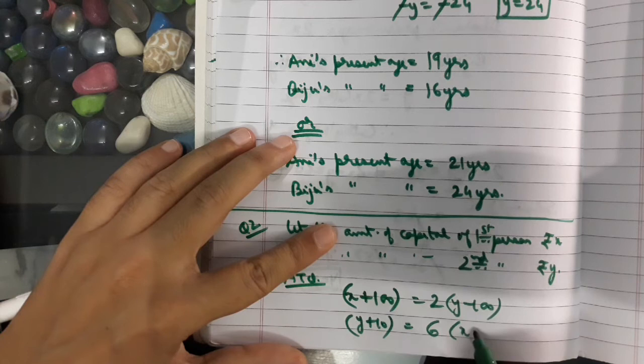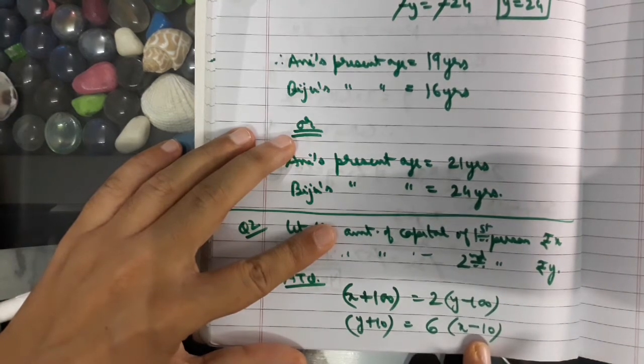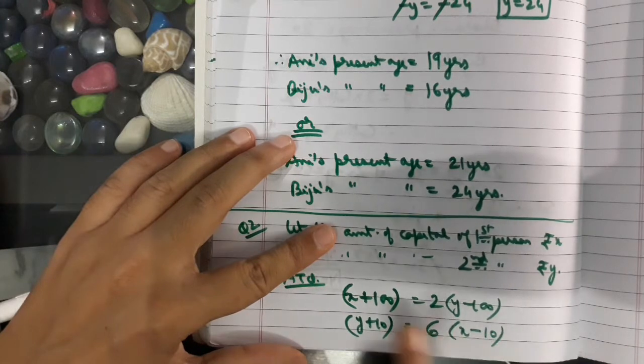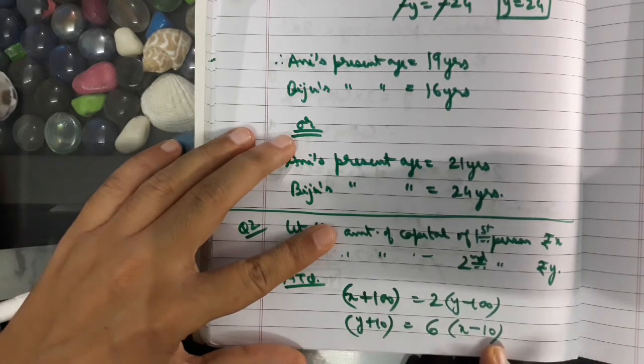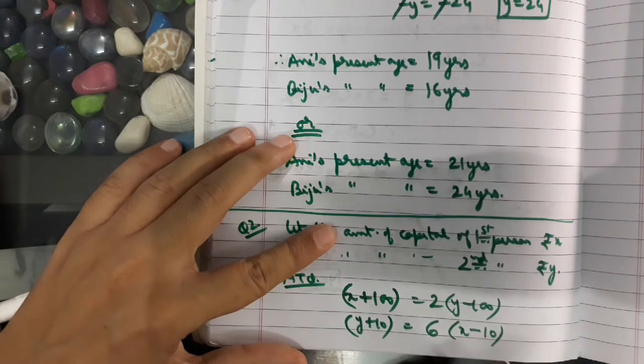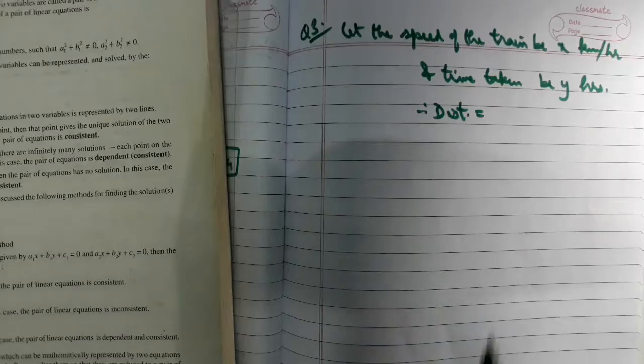Now since the first person is giving away 10 rupees, how much money is left with him? X minus 10. Now you can simplify these equations and solve it by elimination method.